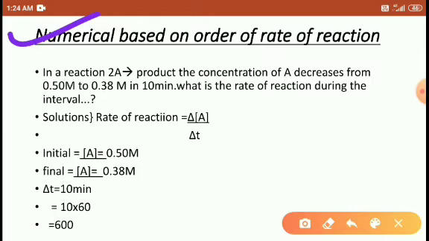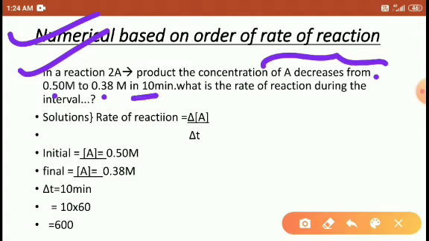So here, students, in the reaction 2A moles converted into product, the concentration of A decreases from 0.50 to 0.38 molar in 10 minutes. What is the rate of reaction during the interval?